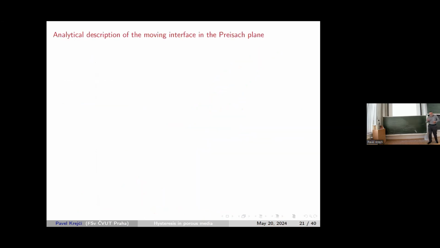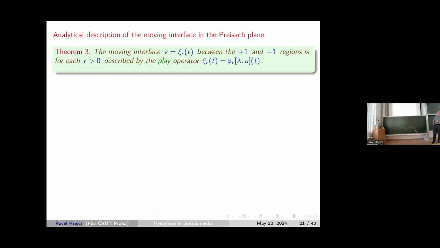And now, this is the definition. So we would like to learn an analytic description, an equation. And there is indeed an equation. There is another experiment 3, which says that the moving interface between the +1 and -1 region in the Preisach plane is described by a solution operator of a variational inequality.